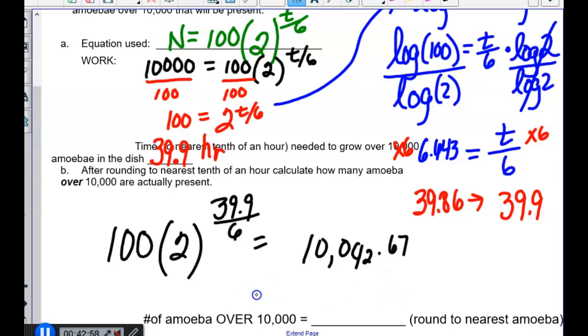This is how many, so the question doesn't ask that, though. What does the question actually ask? How many over 10,000 to the nearest amoeba? So we wound up with, wasn't it 43? That's supposed to be a 4. 43 extras.